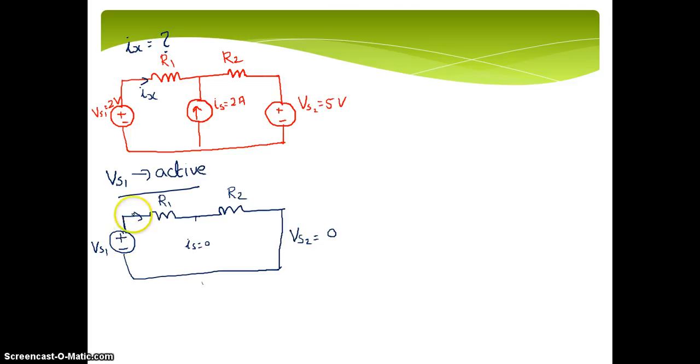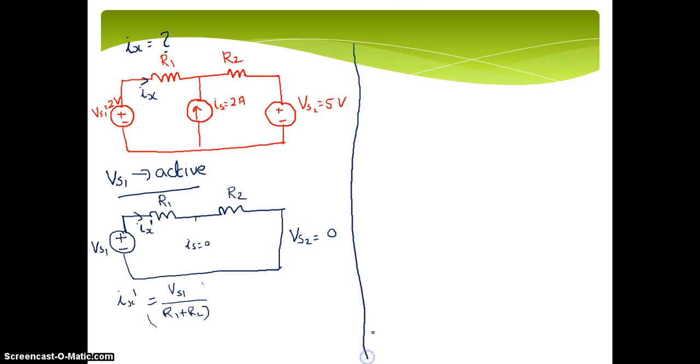Now I have only one source active, so I cannot write that as Ix. I will represent it as Ix dash. So now you can calculate Ix dash by your normal KVL, which is Vs1 divided by R1 plus R2. I'm not interested in the calculation. I just explain to you what the superposition theorem is. Now that is finished. Now what is the next step?